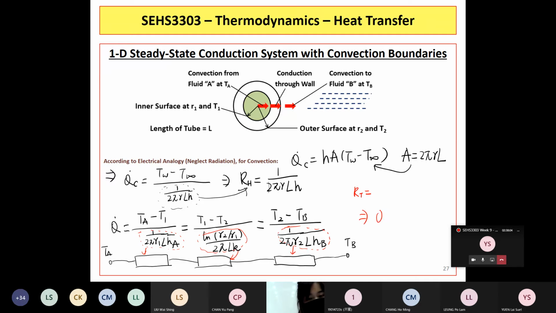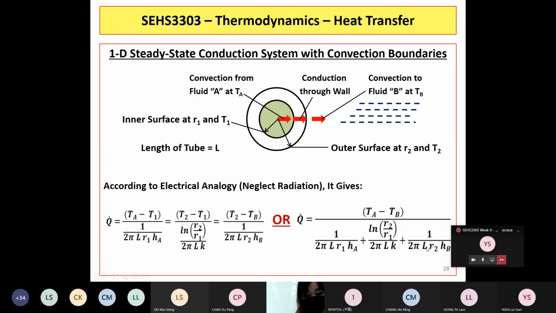Now we can calculate the transfer rate. It should equal to TA minus TB, that is the temperature differential, divided by RT. So you can get this equation. This is the total or the overall thermal resistance for this problem.